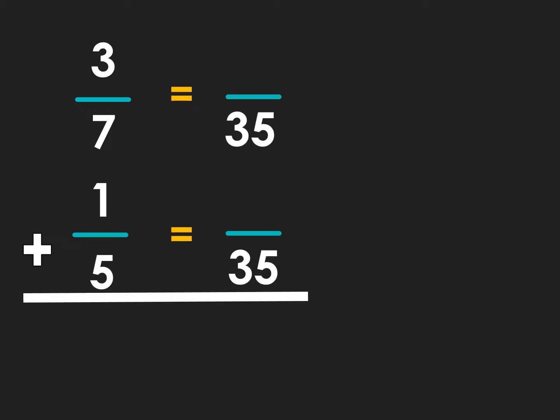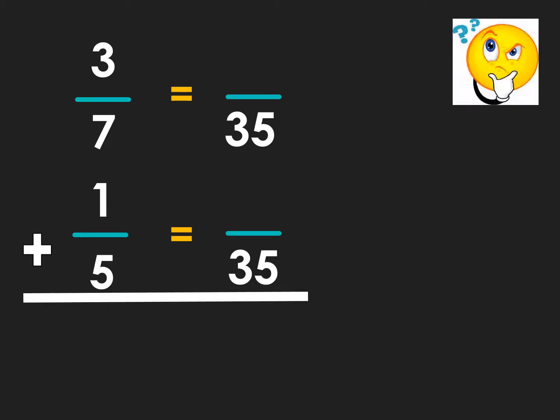For the next step, let's focus on the fraction on top. 3/7 equals something over 35. You need to ask yourself, what number can I multiply to get from 7 to 35? Think time. If you said 5, you're right. Remember that whatever you multiply to the bottom of the fraction, you'll need to multiply that same number to the top as well. So let's take that 5 again, and this time, we'll multiply it by 3.